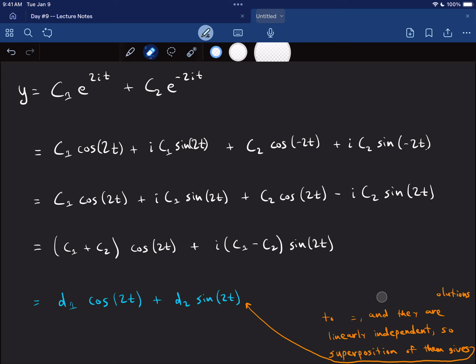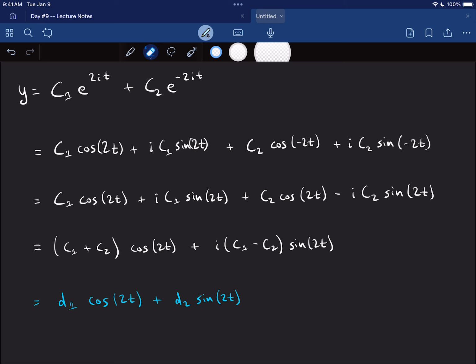Actually, just for a moment here, I should have erased this in the beginning. I'm going to erase this. Don't look at it. Don't read it. Okay, we have this. What is totally allowed, although it might feel a little uncomfortable, I can rewrite C1 plus C2 as D1. That's good. I can rewrite i times C1 minus C2 as D2. You are totally allowed to do that.